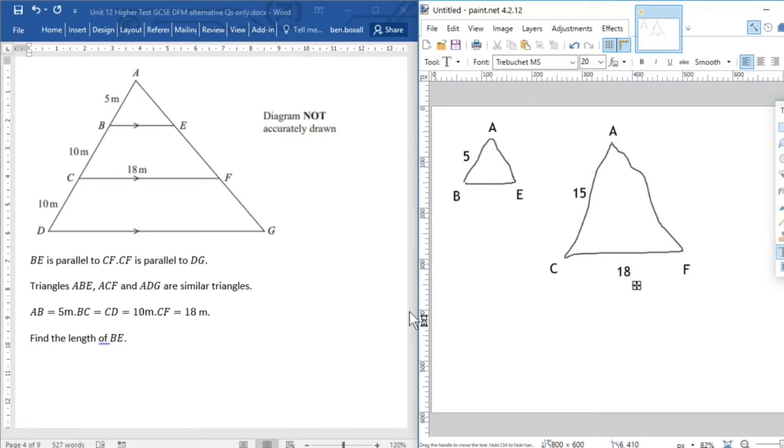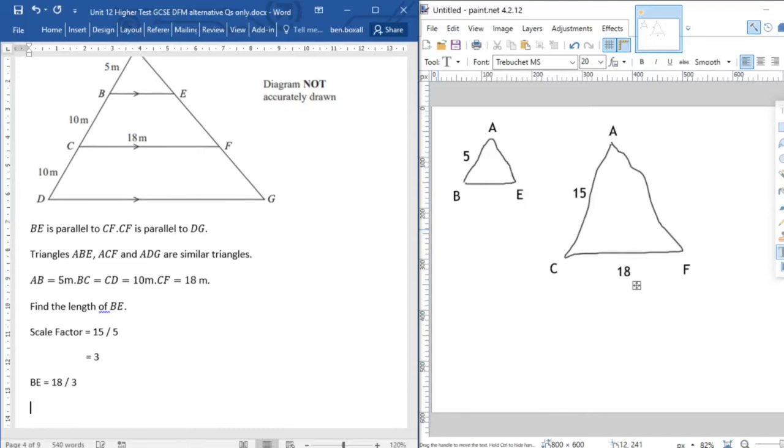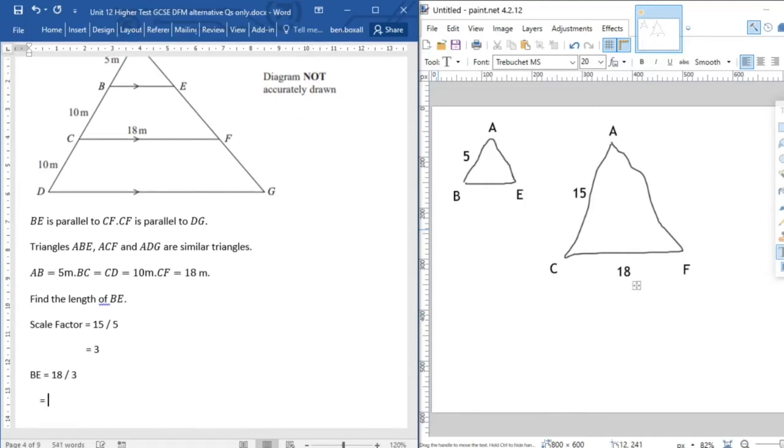So, having drawn that, come back over here. Obviously, I would have drawn this in this space where I'm now writing. So, the scale factor is going to be 15 divided by 5, which is a very lovely 3. Nice scale factor there. And if I've got to get the length BE, that's the 18 scaled down, isn't it? So BE will be 18 divided by 3. And that will be 6 meters.